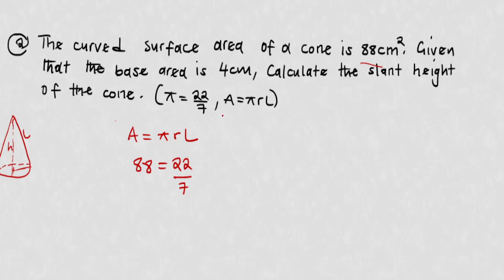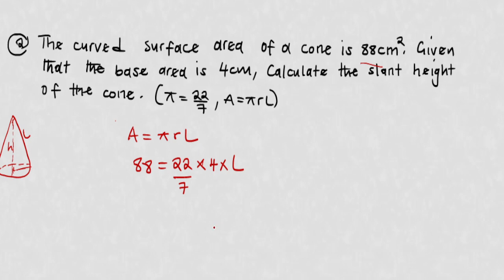So they've given us that the base area is 4 centimeters, so 4 centimeters will be our radius in this case. Because we're looking at the base area here, we're going to say 22 will multiply it by 4, then the 4 will multiply by L. So that is what we have.